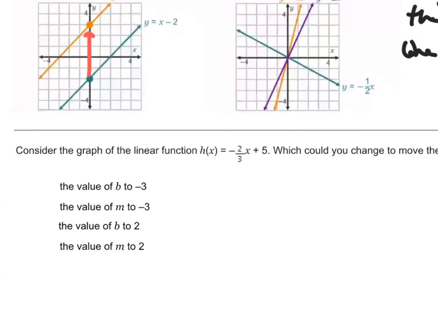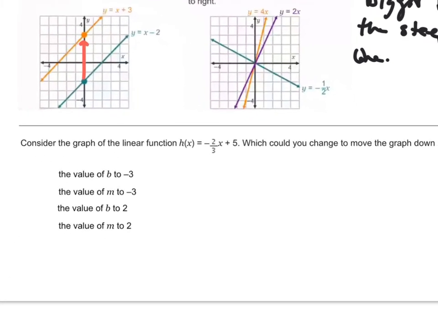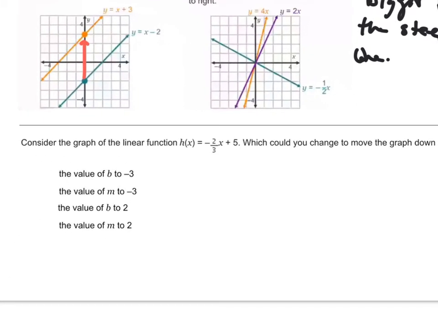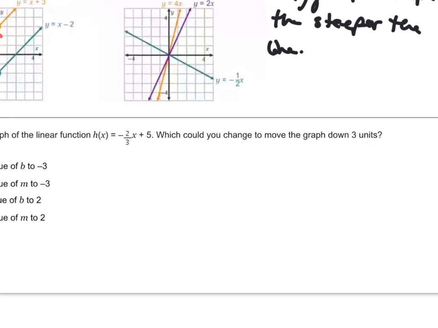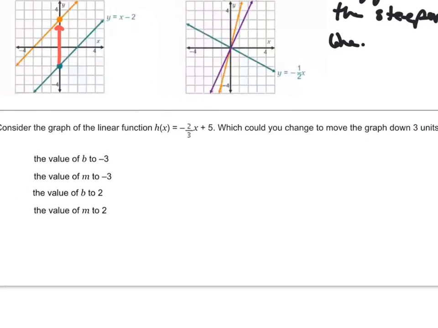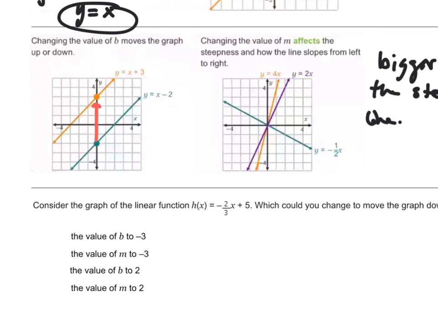The last thing we have here says, consider the graph of the linear function h of x is equal to negative 2/3 x plus 5. Which could you change to move the graph up or down 3 units? Remember, if we want to move the graph up or down, we change the y-intercept. We don't change the slope.